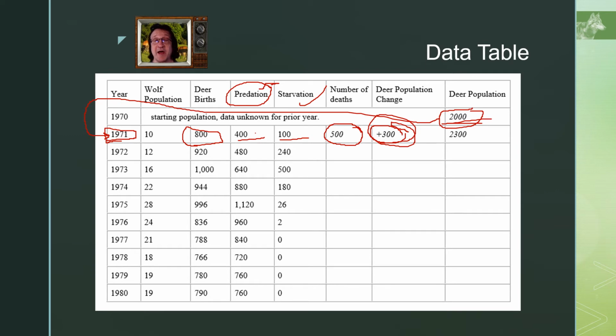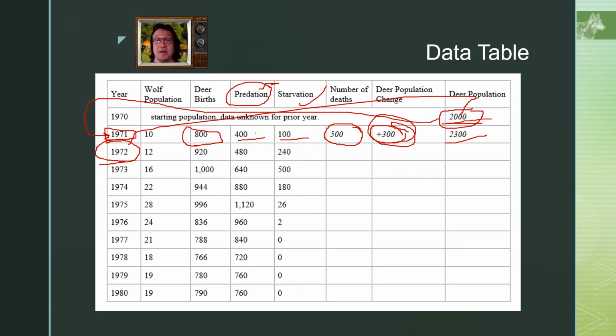So we started out with 2,000 adults from the previous year. We add the 300 and you get 2,300. So where does that number go? It goes to 1972. So we start another year. The total number of deer entering 1972 is from the end point of 1971.